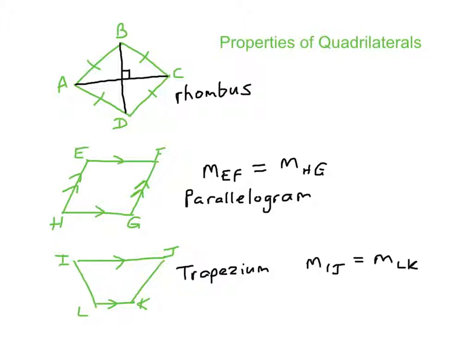So those are some of the properties of quadrilaterals: the side lengths, whether they're parallel, whether the diagonals are perpendicular or not, and whether all sides are the same length or two sides are the same length. Of course, in a parallelogram, you'd get the opposite sides also being the same length. So that's our shapes.